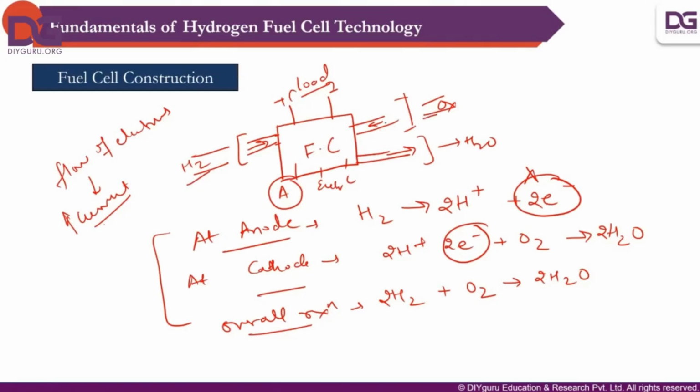Suppose this fuel cell is generating, just for an example, 2 volt of electricity. Suppose we need to run a 48 volt motor. Then we will need 24 of these 2 volt fuel cells in series. We will connect the plus and minus of all 24 fuel cells in series to generate 48 volt.